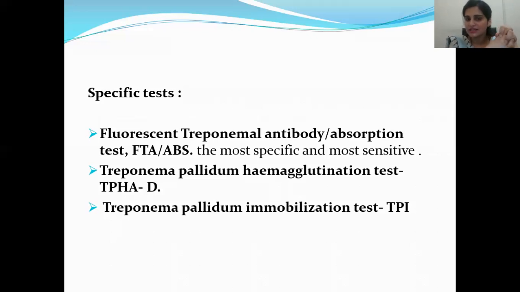Number one is fluorescent treponemal antibody absorption test, which is FTA-ABS, an abbreviation for fluorescent treponemal antibody absorption test. And it is the most specific and the most sensitive test for syphilis. And then comes the Treponema pallidum hemagglutination test and Treponema pallidum immobilization test. These are the specific tests. If you only write the names of the tests, this will be enough.